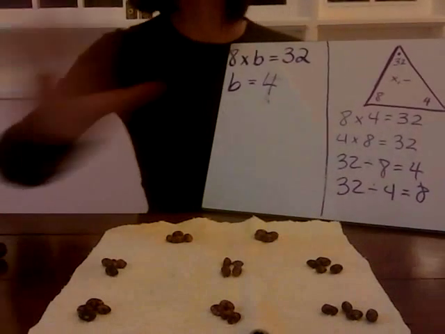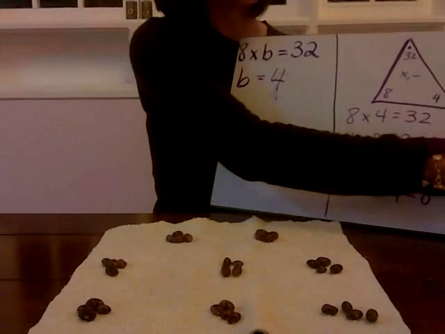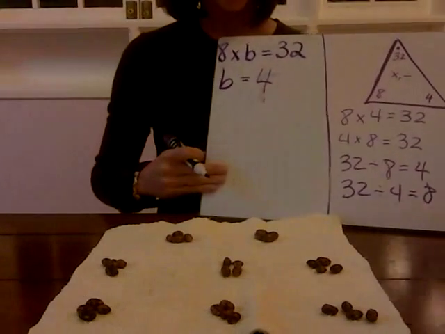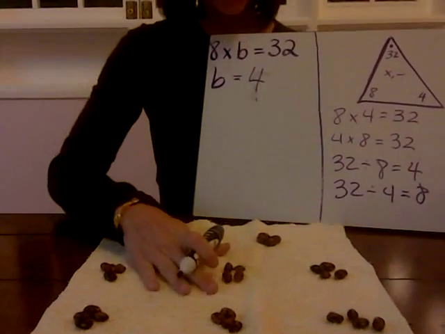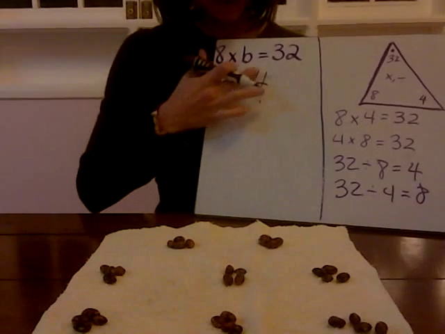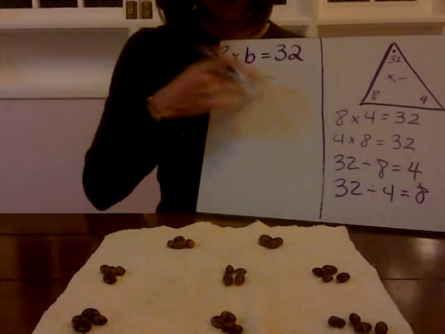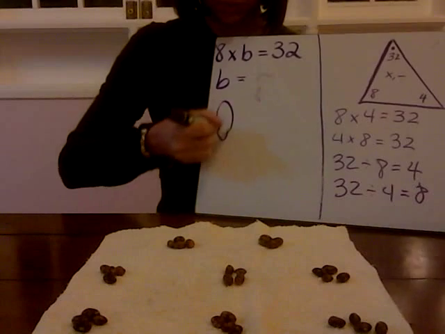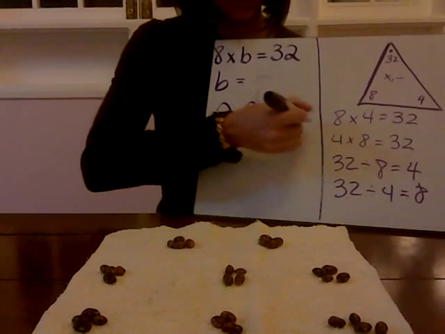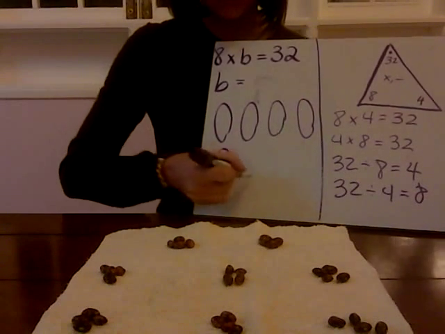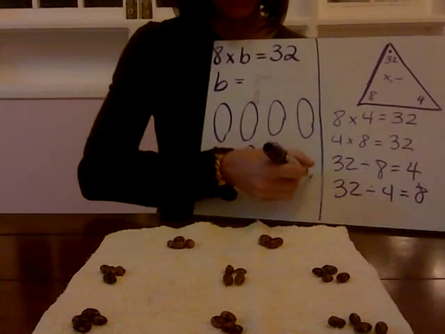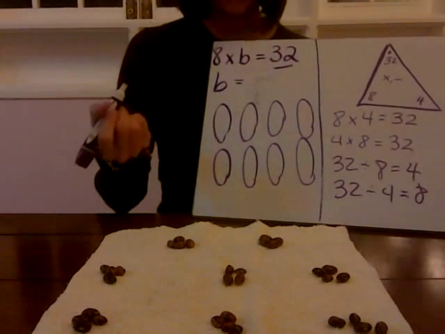Let's try another. Or no, let's do something else first. You can also use a picture to solve this instead of your counters. So again, we've got 8 groups. 1, 2, 3, 4, 5, 6, 7, 8. We've got 32 total.